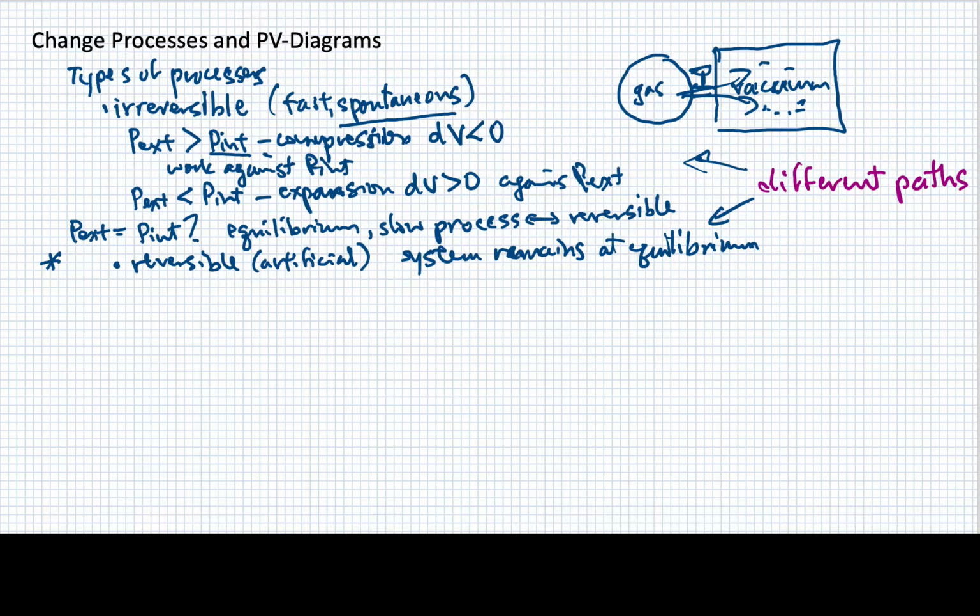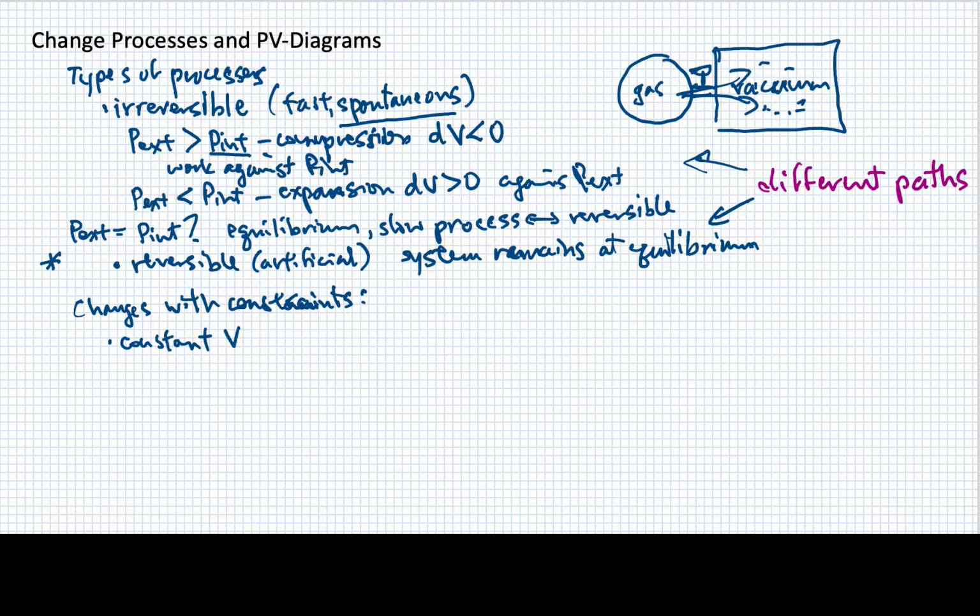Now, we're going to be interested in various kinds of changes that involve constraints. And we've seen one of these already in the previous video when we talked about bringing two things into thermal contact but keeping the volume constant. So one of the ways that we can impose a constraint is to have a constant volume.